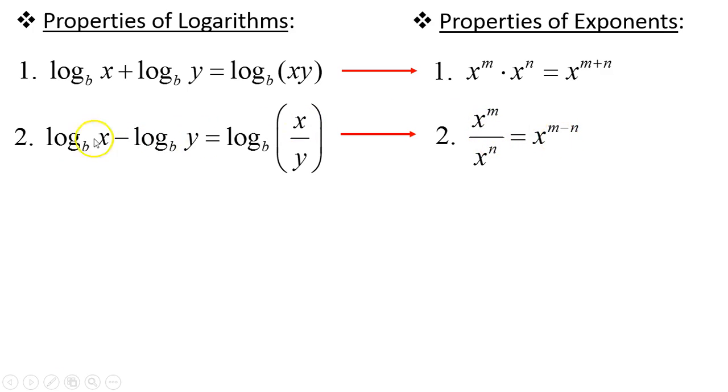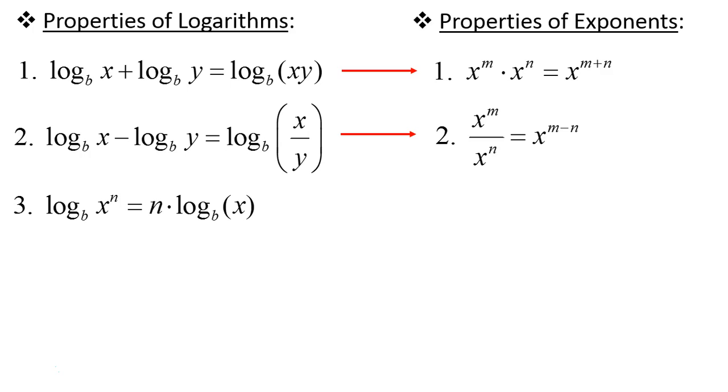Taking us back here, log base b of x is an exponent. Log base b of y is an exponent. What am I doing? I'm subtracting two exponents. When does that occur? When I have a like base of two quantities being divided.